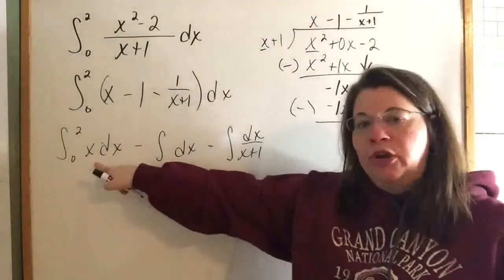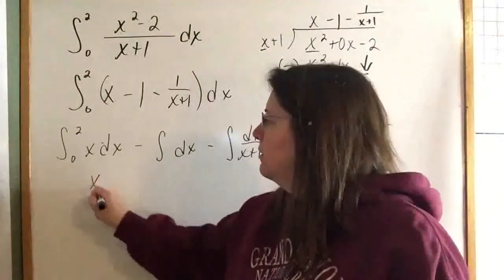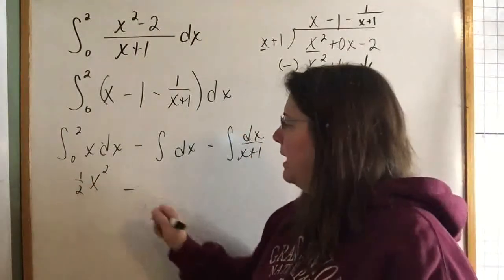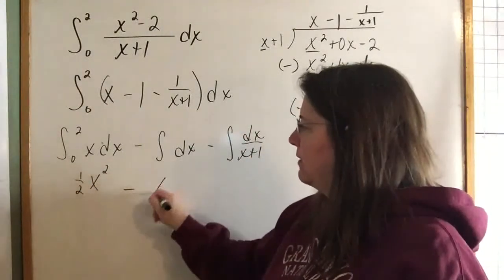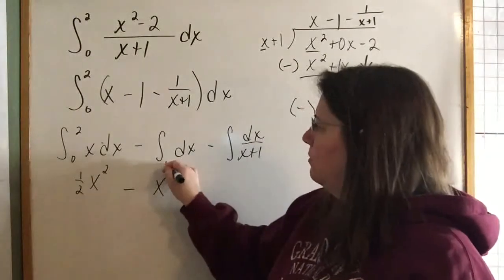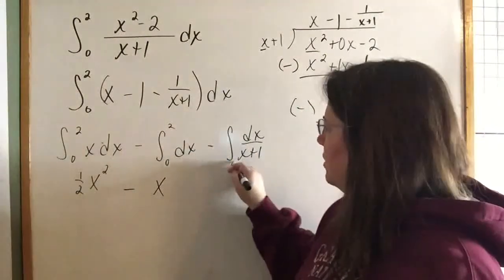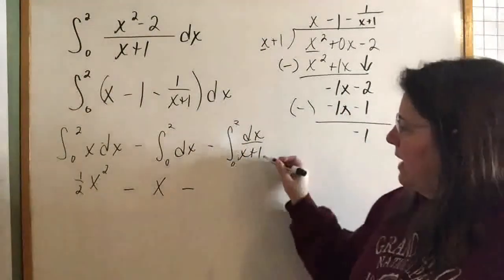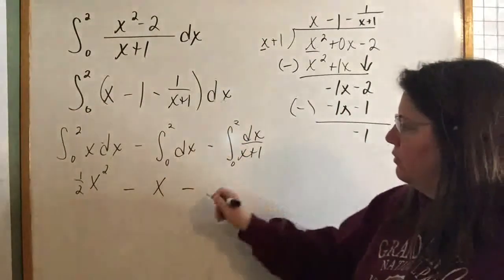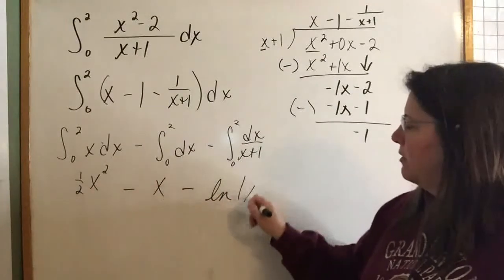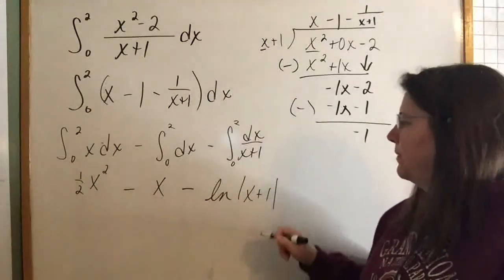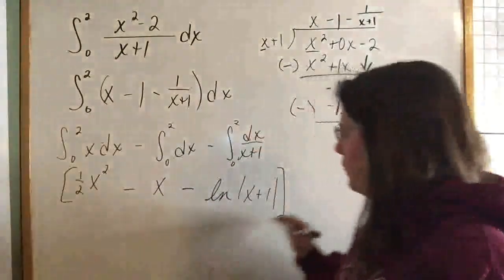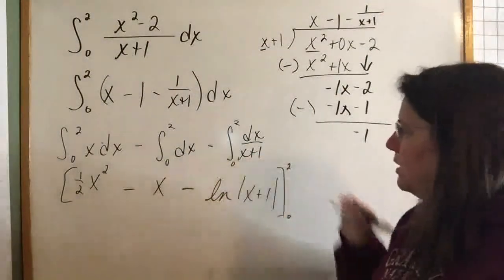To do this term, that would be x squared over 2, or 1/2 x squared, minus the antiderivative of dx, which is x. Oh, all of these should have a 0 to 2. I missed those. Minus, that is the derivative over the original, so that's minus the natural log of the absolute value of x plus 1. Now, all of these are going from 0 to 2.